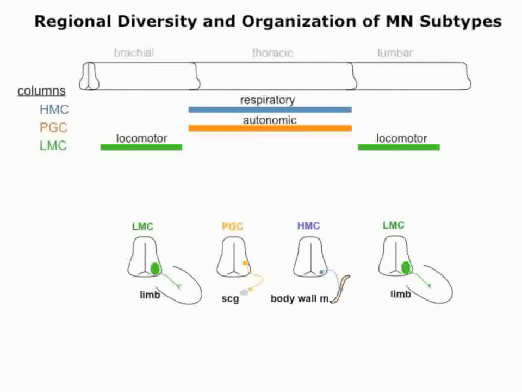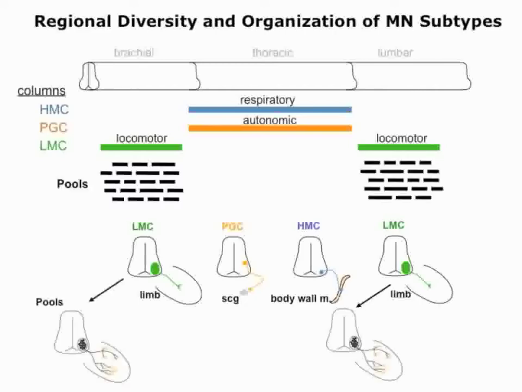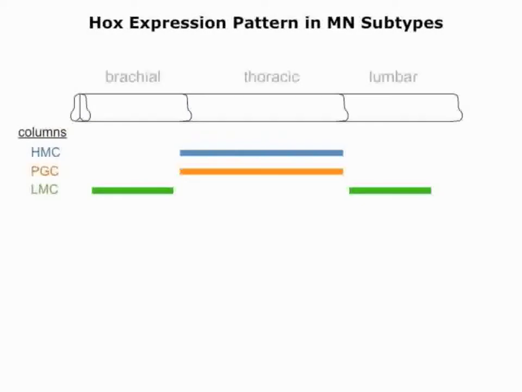in autonomic functions. The most diverse motor neuron populations reside within the LMC, which can be further divided into over 50 distinct motor pools, each pool targeting a specific muscle in the limb. Hox transcription factors have central roles in the specification of motor neuron subtypes.